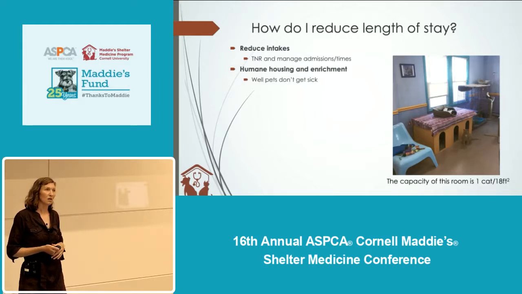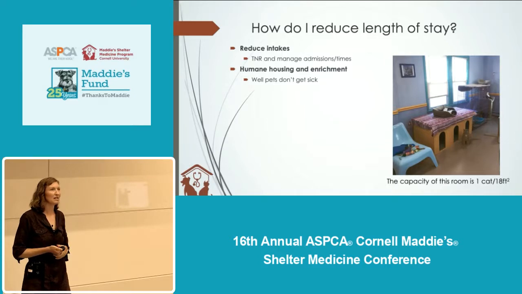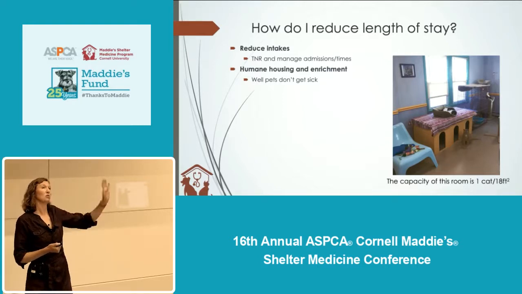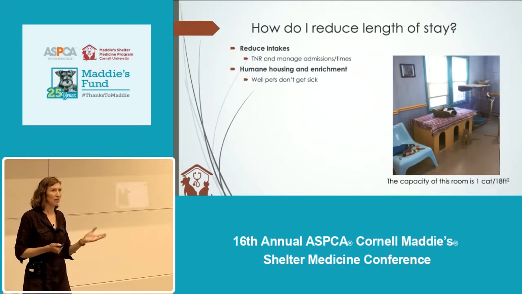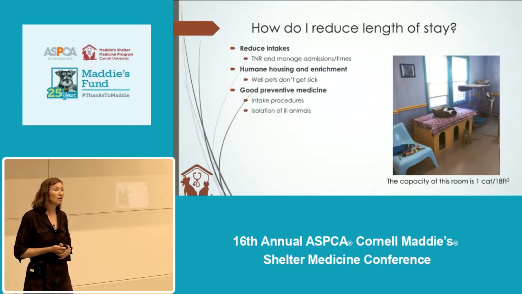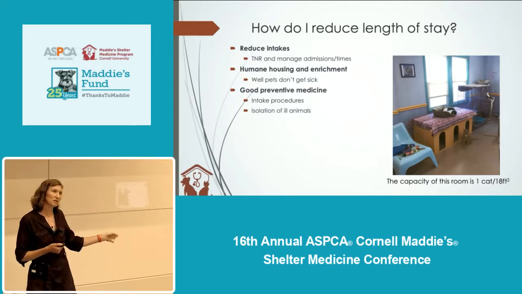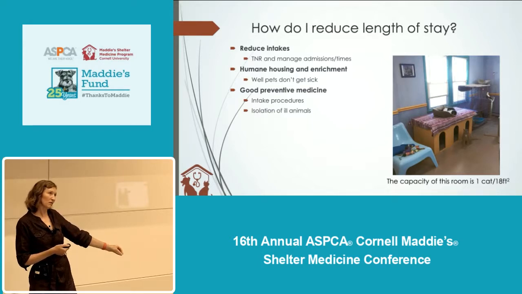Humane housing and enrichment. We just talked about the type of housing that I'm expecting you guys to have for cats, which is that double compartment or at least 8 square feet and bigger hiding place for cats. Well, pets that live in those types of enclosures don't get sick. So they don't need to take that 2-week trip to isolation and get all that doxycycline. Good preventive medicine. So this is that intake procedures, this is the spay-neuter, this is isolating ill animals as soon as they get sick, which you're going to notice right away because you're doing daily rounds and discussing what their flow-through is.